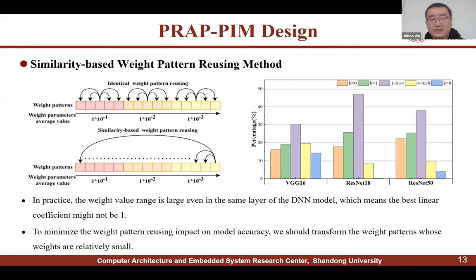The best benefit of our proposed method is that, compared to the identical weight pattern reusing methods, which can only match each weight pattern with several approximated weight patterns in the same input channel, our similarity-based weight pattern reusing method can match each weight pattern with all of the other weight patterns in the same input channel, which means we can achieve a high weight pattern reuse ratio.